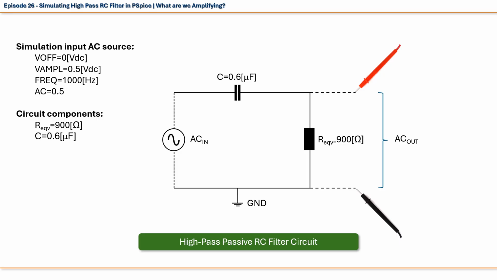Next is the frequency of our signal. Set it to any value, it is not important, because in the simulation frequency sweep, this parameter will take every possible value from 1 to 10,000 Hz. And the last parameter, AC: set it to the exact value as V amplitude, because a frequency sweep simulation requires this parameter to be set to the exact value as the V amplitude parameter. So, set it to 0.5, since that is half of our 1 volt point-to-point input signal. Remember that the amplitude of the signal is half of its point-to-point value. Resistor R equivalent is calculated to be 900 ohms, and capacitor C is 0.6 microfarads.